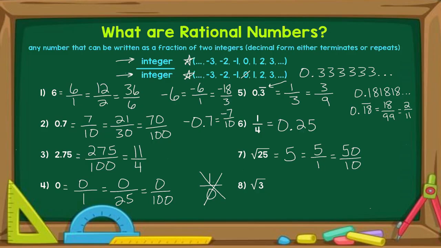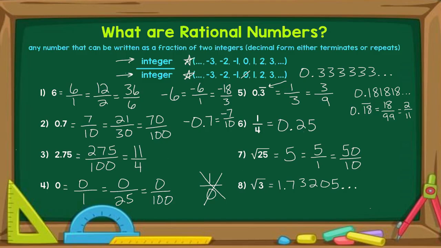Lastly, let's move on to number 8. And at this point, you may be thinking, well, what's an example of something that's not rational? Well, the square root of 3 gives us a value that is not rational. If we plug this into a calculator, we get 1.73205, and this continues on forever. Now, this decimal does not repeat, it doesn't have a pattern, and again, it continues on forever. So the decimal form doesn't terminate or repeat, so there is no way for us to write this as a fraction of two integers. So this is not rational.